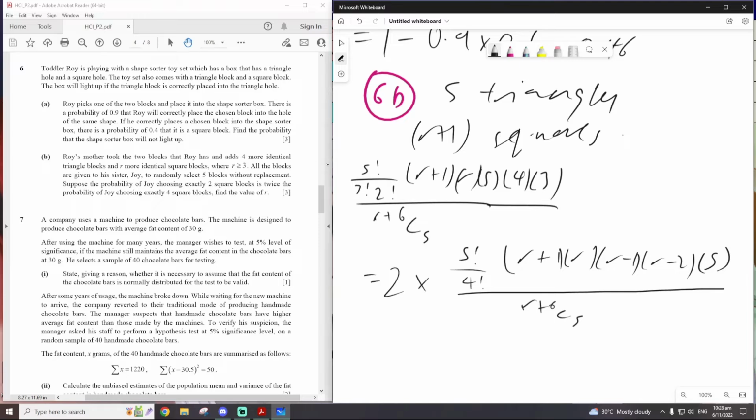So 5 factorial divided by 3 factorial, 2 factorial, this is 10. And this 5 times 4 times 3 is 60. So you get 600 times r plus 1 equals to, then this is 5 times 2, so you get 1050 times r plus 1, r minus 1, r minus 2.